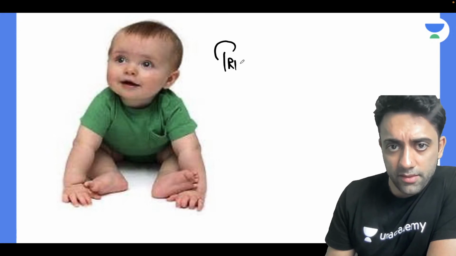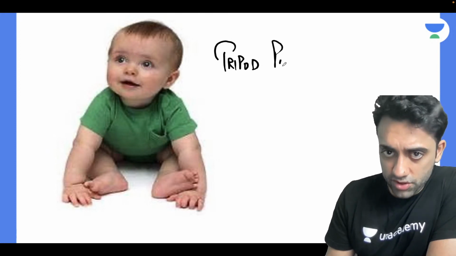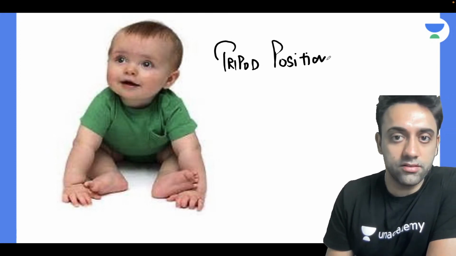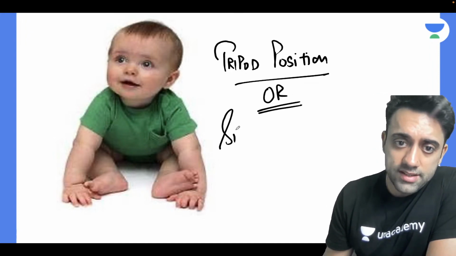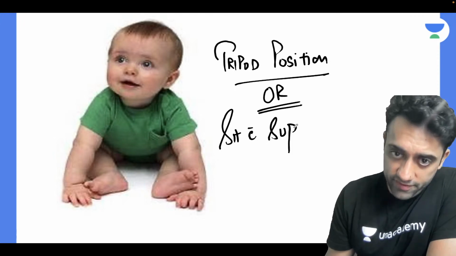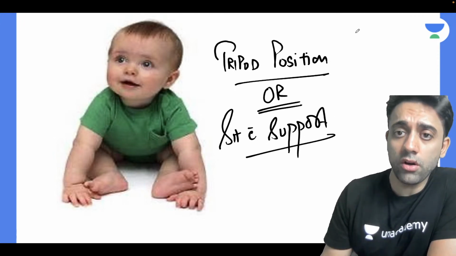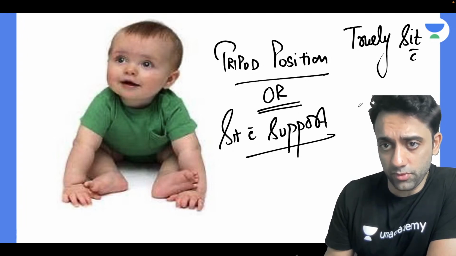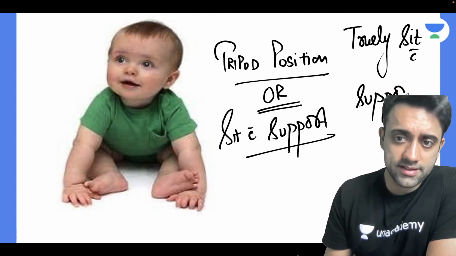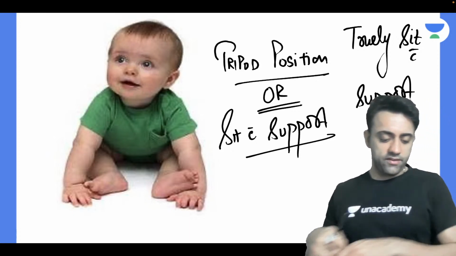This is nothing but very important, known as tripod position number 1. Tripod position number 1, or you can say this baby is sitting with support, or also this baby can truly sit with support. Are you understanding? All three have the same meanings: sitting with support, sitting without support.